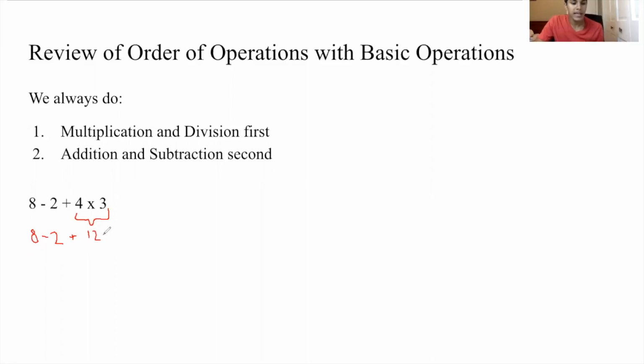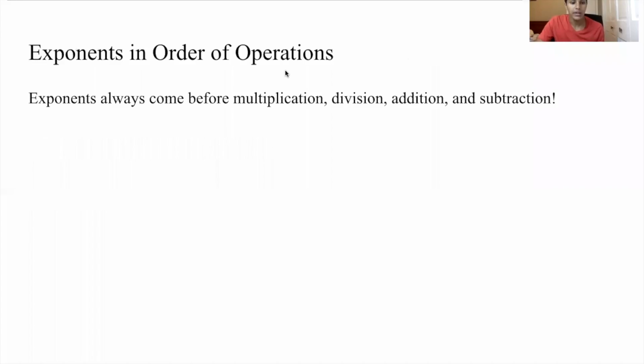Now remember what I said about addition and subtraction. In this question, the 8 minus 2 comes first, and addition and subtraction have the same order. So we're going to do 8 minus 2 first, which is 6. And if we write down the rest of our expression down here, we do 6 plus 12, and that's 18. All right, so with the four basic operations, here are the rules, and it's pretty simple. But now let's move on to how to use exponents in the order of operations.